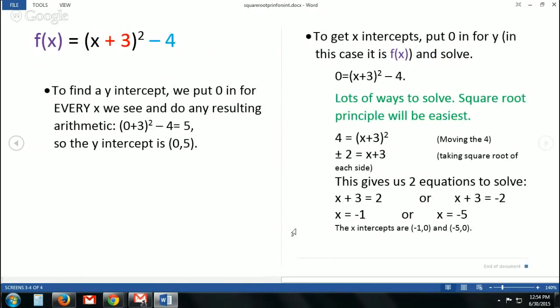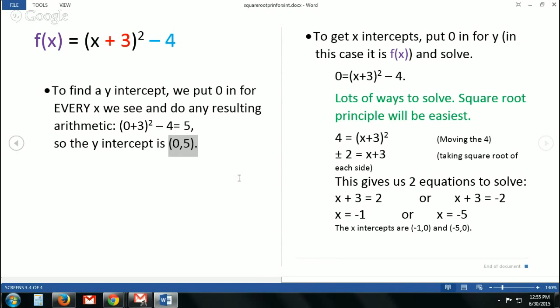Next, let's find the y-intercept. Just like with every other problem that we've done, to find a y-intercept, we put 0 in for every x, and then we do whatever arithmetic results. So let's put 0 in for this x. 0 plus 3 makes 3, and if we square it, we'll have 9. 9 minus 4 gives us 5. So (0, 5) is our y-intercept. 0 for all the x's gives you a y-intercept.